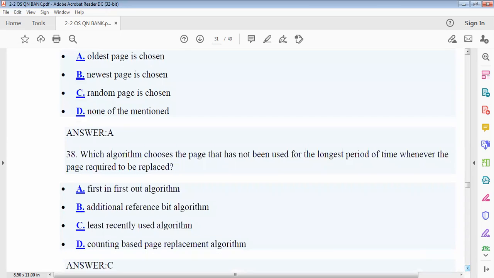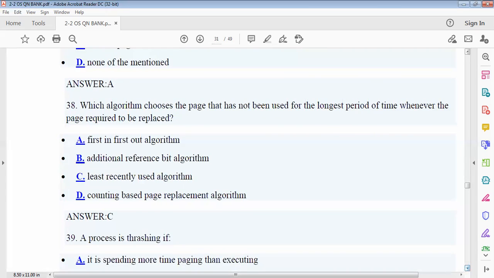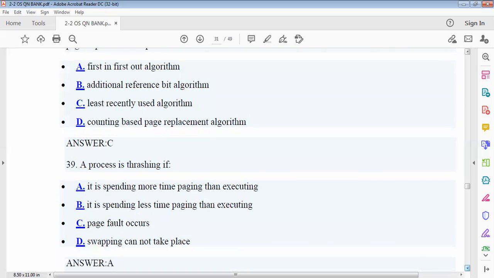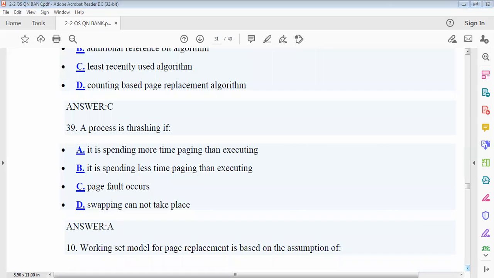Which algorithm chooses the page that has not been used for the longest period of time whenever a page is required to be replaced? Option C is correct. Least recently used algorithm. A process is thrashing if it is spending more time paging than executing.